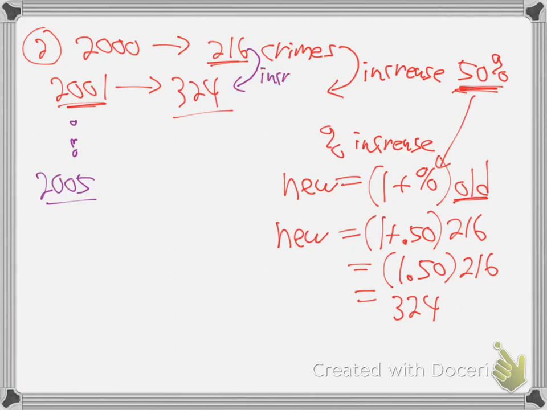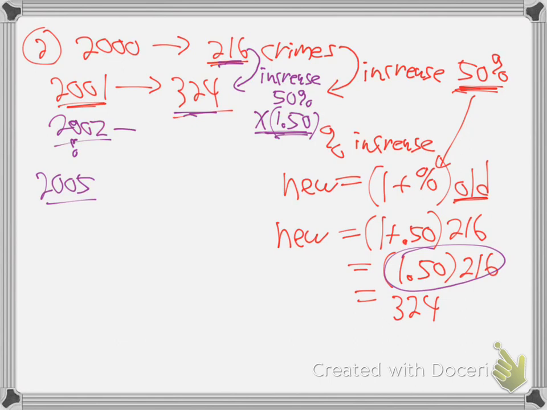It's going to increase 50%, which means you're going to multiply by 1.50. See how it's just like the last one, really? You're going to multiply by 1.5 because that's 1 plus 50%. Right? Isn't that what we just did here? How did 216 become 324? I multiplied by 1.50. When you increase something 50%, you multiply by 1 plus 50%, 1 plus 0.50, 1.50. So how would you get the crime in 2002? You would multiply by 1.50 again.